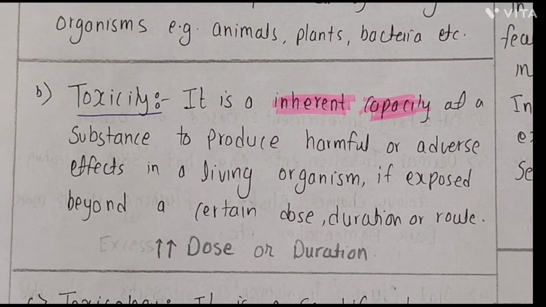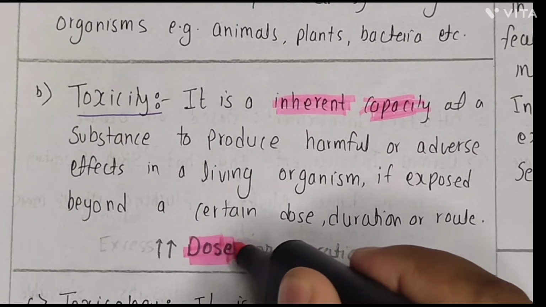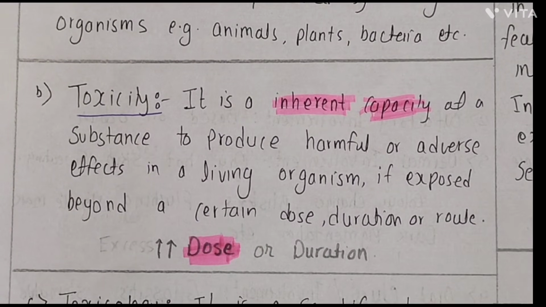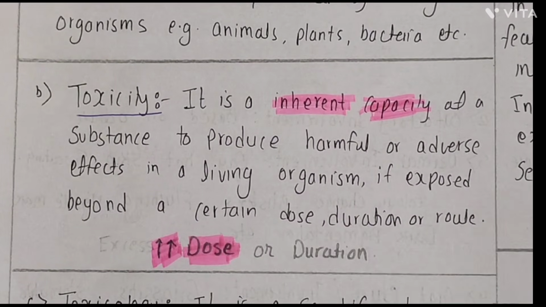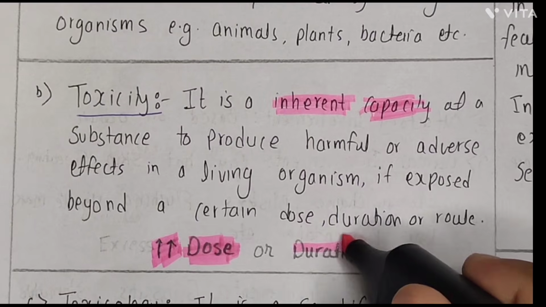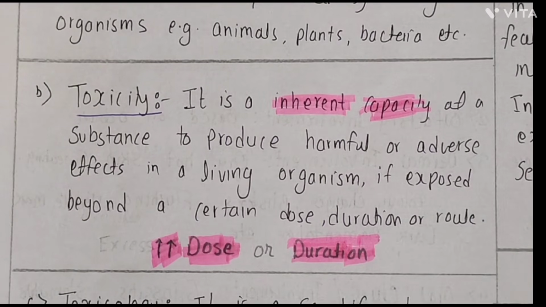And this toxicity is largely dependent on dose, the higher dose. A normal dose will sometimes give the pharmacological effect, but if the dose is too large, that's why I have kept here 2 arrows, then it will lead to toxicity. The other parameter which will affect toxicity is the duration. If the contact period is long, then the toxicity is going to be more, right? So these 2 parameters we need to keep in our mind.